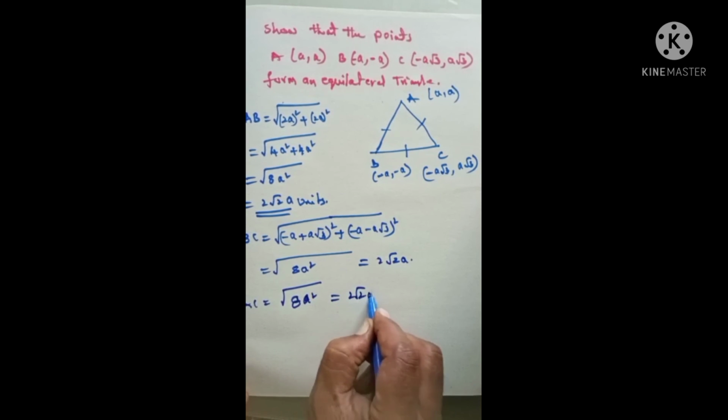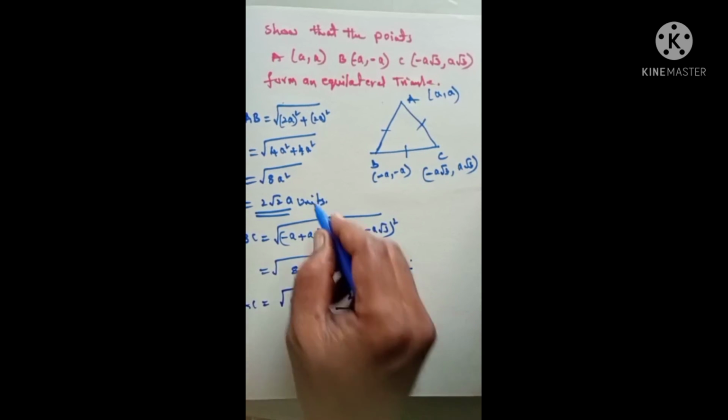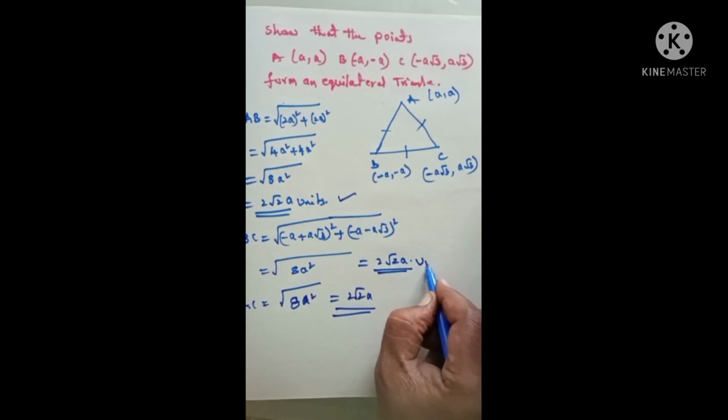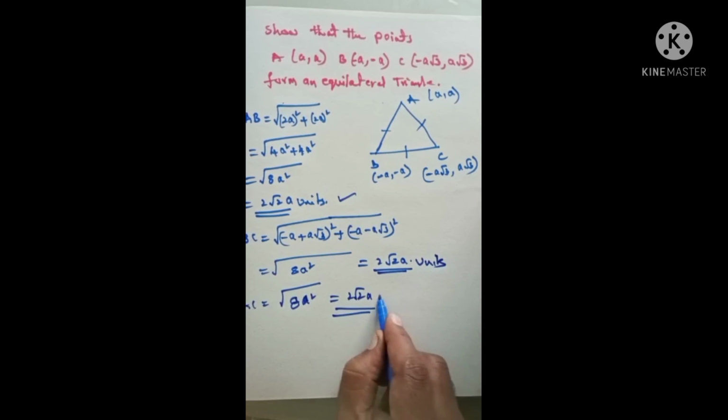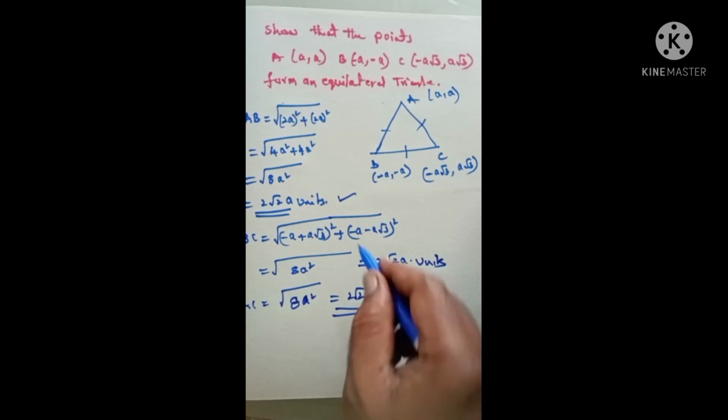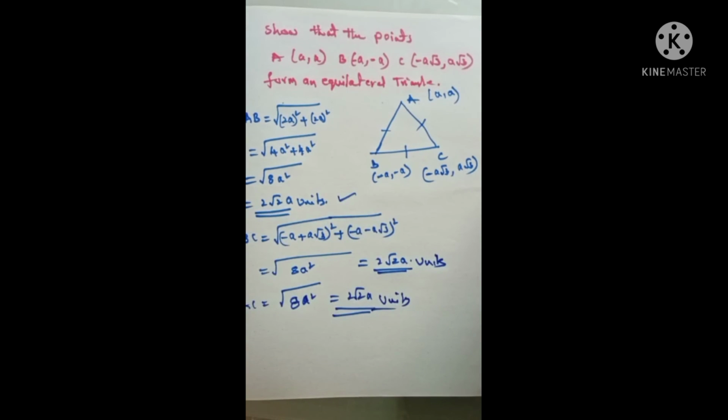Again you will get 2√2 a. So these three are equal. All are units, so this is also units. So all sides are equal. Directly we can write that this ABC is an equilateral triangle.